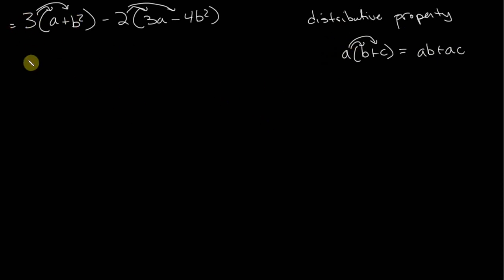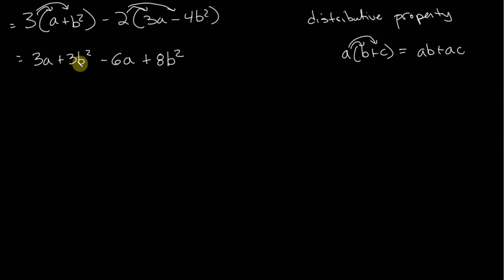So 3 times a, that's just going to be 3a. 3 times b squared, that's going to be plus 3b squared. Minus 2, now remember that's a negative 2, so 2 times 3 is 6, but it's negative, so it's going to be minus 6a. And then again we have this negative 2, and this 4 is also negative, so 2 times 4 is 8, but two negatives are positive, so it's going to be plus 8b squared.